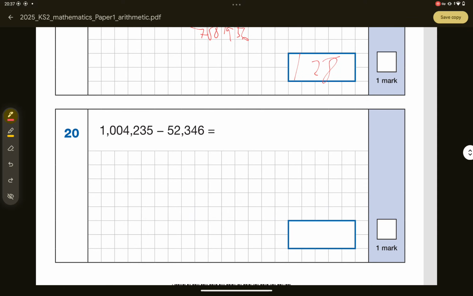And then 21,004,235 minus 52,346. So you have to do your workings out with column method if you need to. If you do it mentally, you're a genius. I'm just gonna say it.